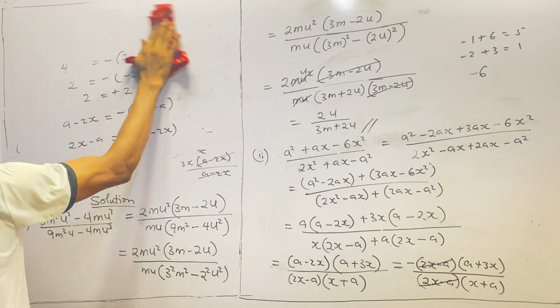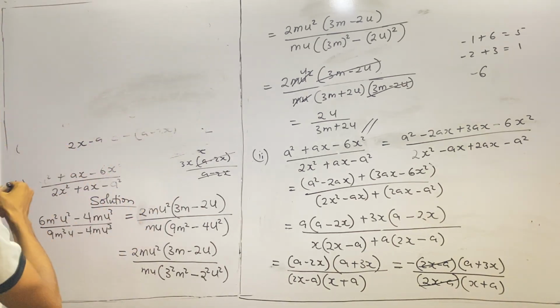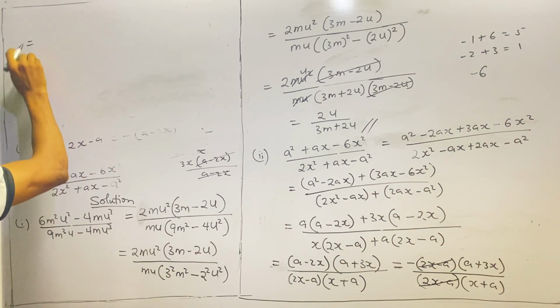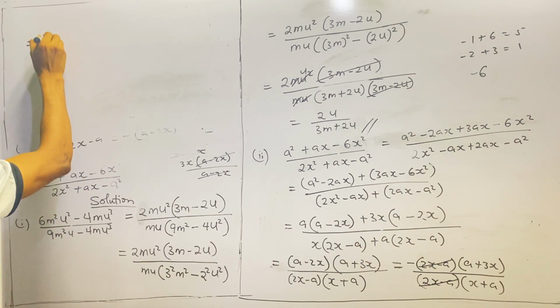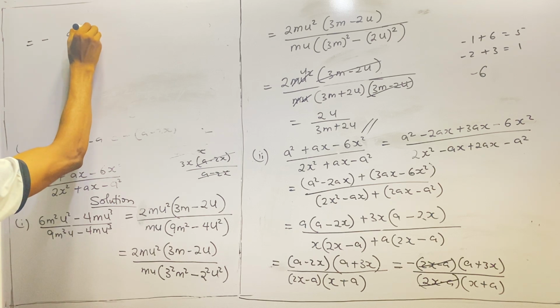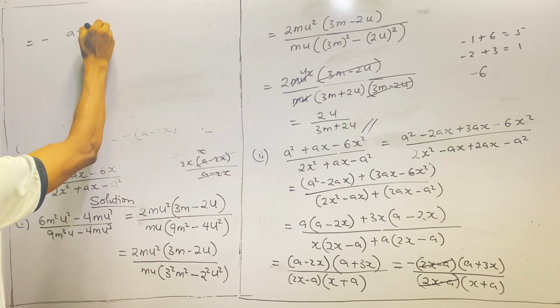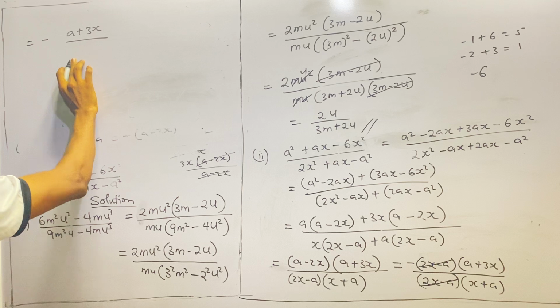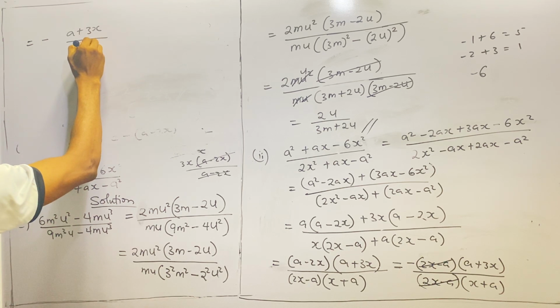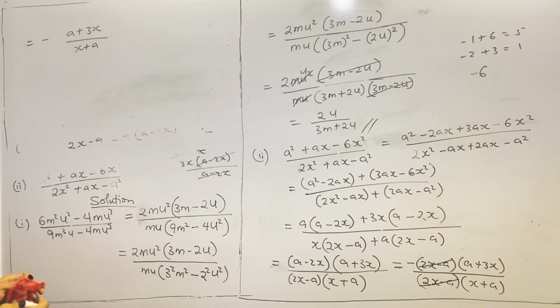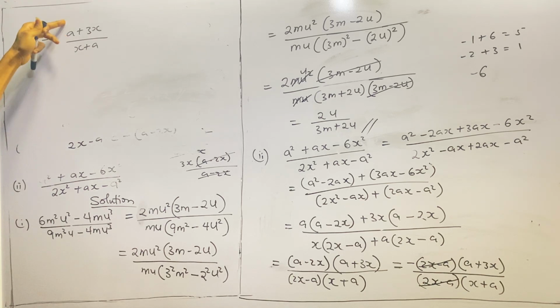What is left is, so this will be equals to minus a plus 3x all over x plus a. Please, if you want to put this negative here, you must put a bracket.